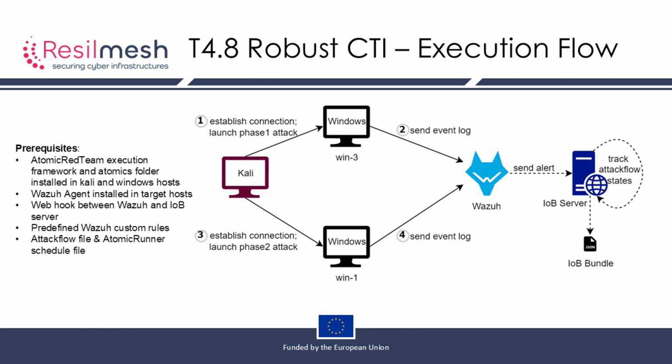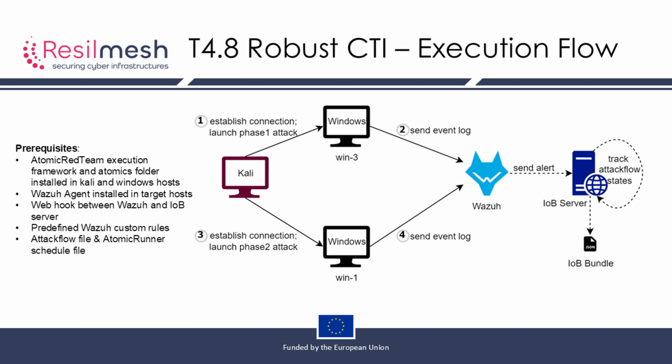Now, let's look at how execution flow works in the demo. The demo environment is already set up with the needed prerequisites, so it will focus on how the execution flow works. The IOB server starts by initializing an attack flow state machine and waits for alerts coming from Wazuh. Kali then executes atomic tests on one Windows host, and later shifts to another host to mimic lateral movement.